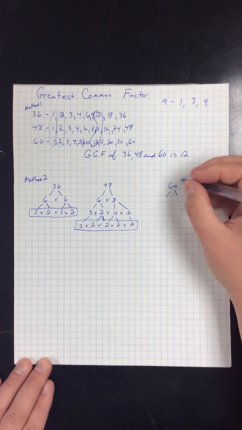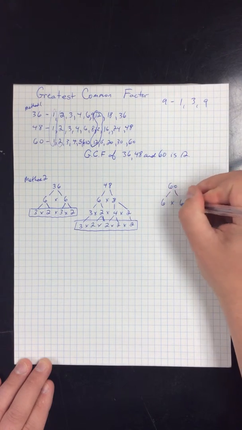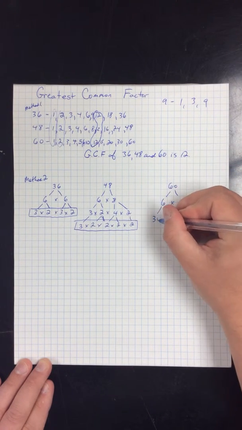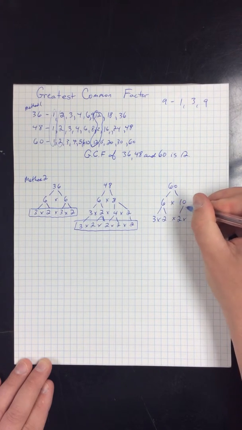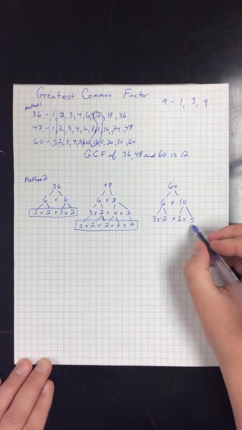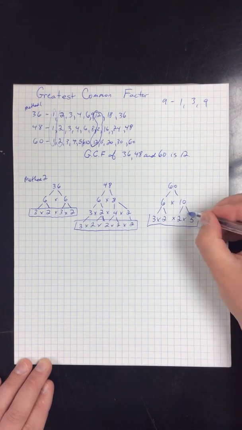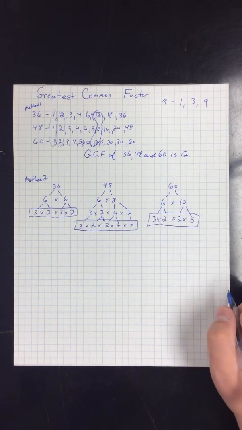60, we break 60 down, 6 times 10, that's nice and easy. 6 times 10 is 3 times 2 times 2 times 5. I think those are all prime numbers, so there's my prime factors of 60.